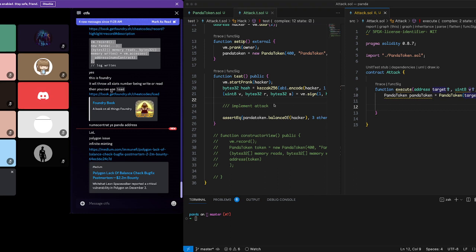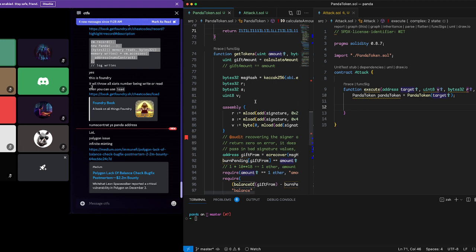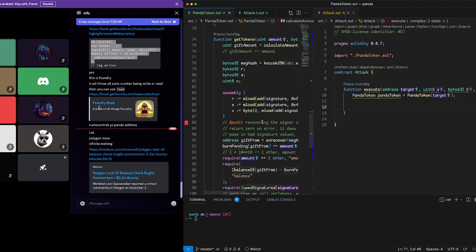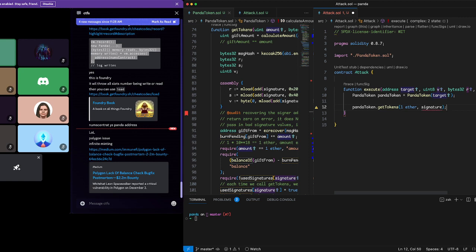Cool. So what we're doing is PandaToken. We're going to call into PandaToken.getTokens. We know we need a loop, but I'm just going to do the normal logic first. We know we need to send exactly 1 ether, and we need to pass in a signature. So we'll define that signature here.